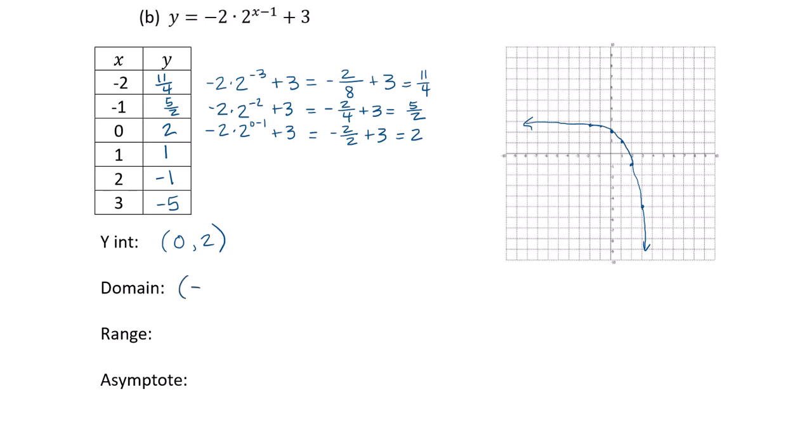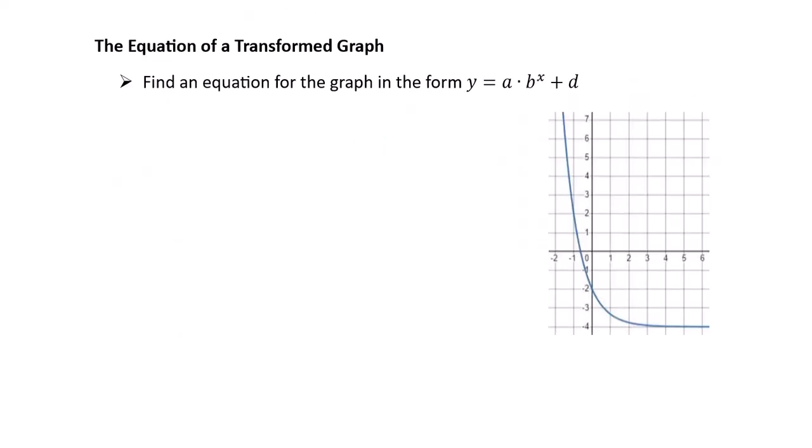The domain is negative infinity to positive infinity. The range, because this graph was reflected over the x-axis and then shifted up, both of those transformations are going to affect this. The range is going from negative infinity to 3, not including the 3. And my asymptote is y equals 3.